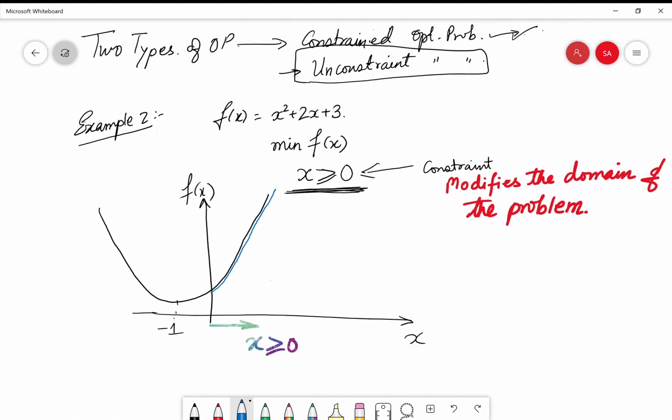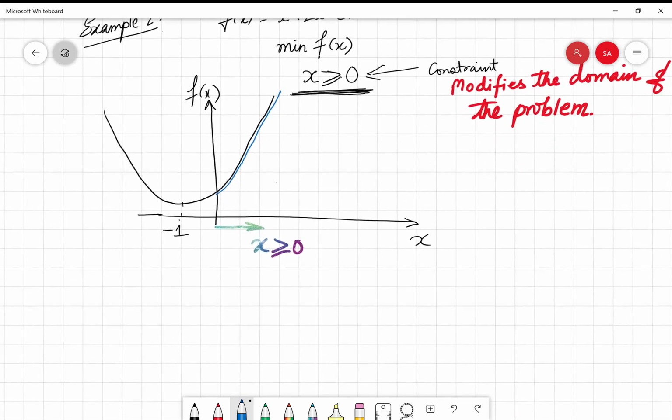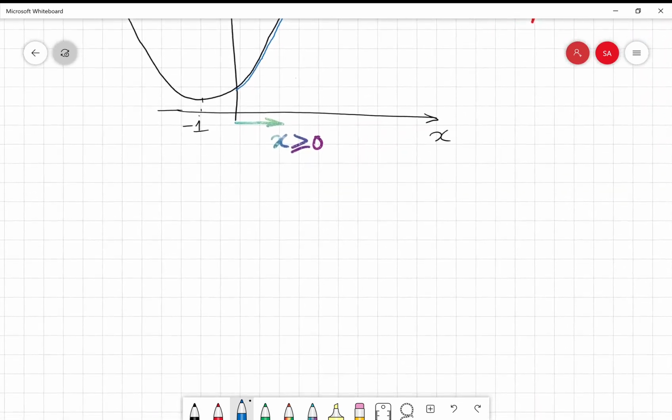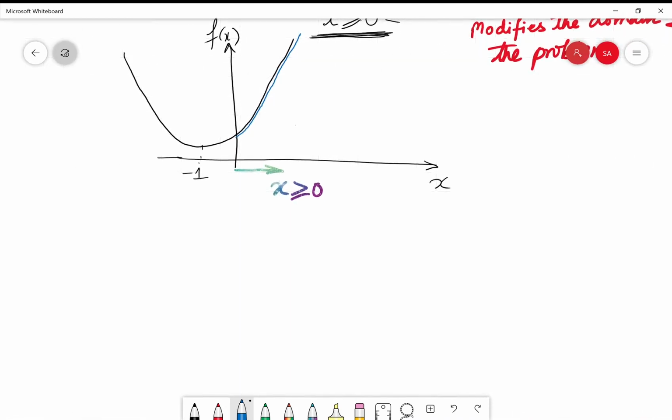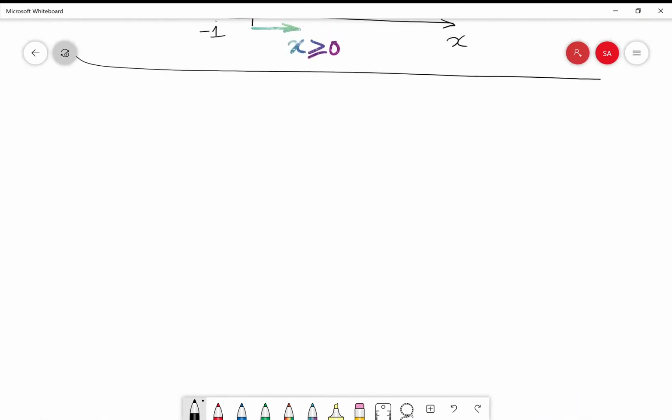In this particular lecture, what we are going to do is try to understand different types of optimization problems and how you differentiate between them. And then in the next part, I'll show you how to solve such an optimization problem. Okay, so let me now write a very general form of an optimization problem. So let's take a general optimization problem.